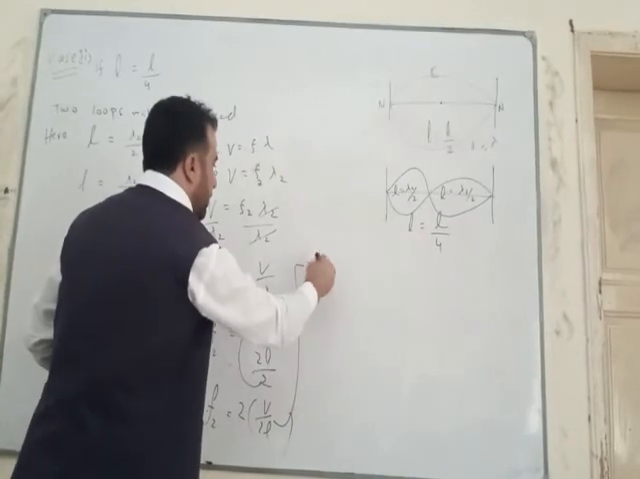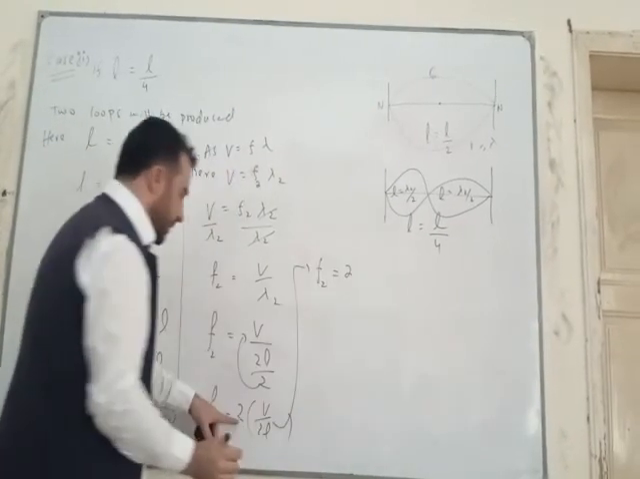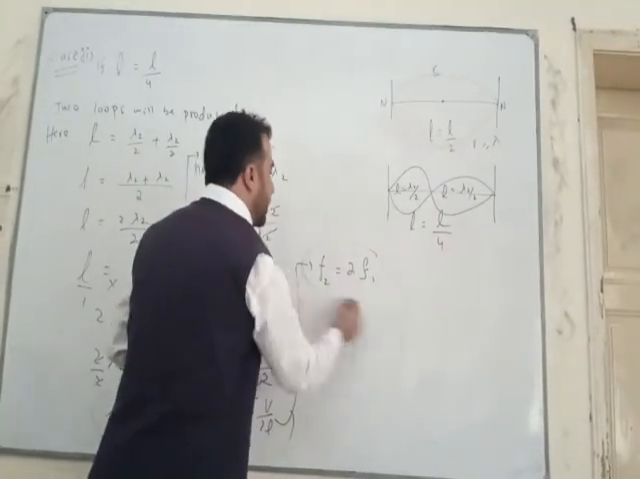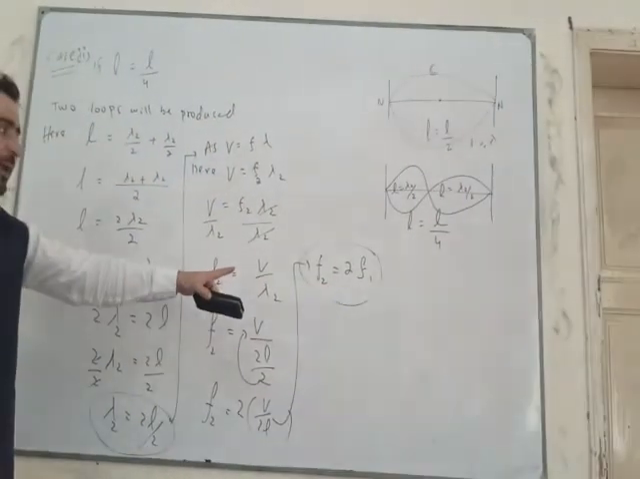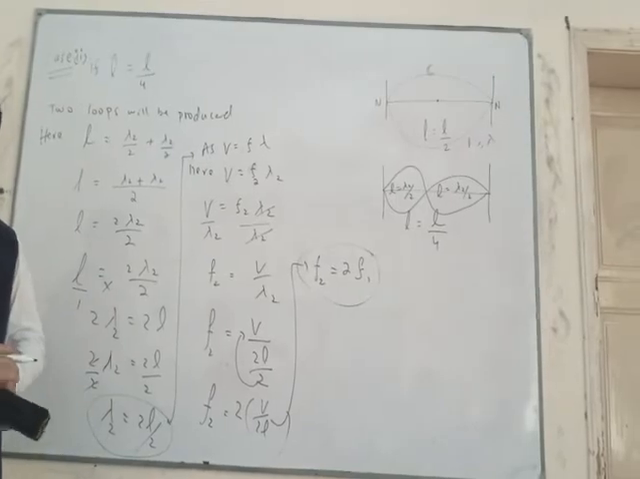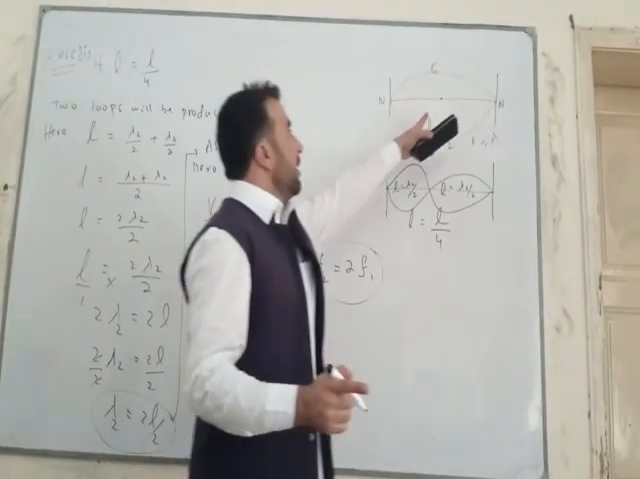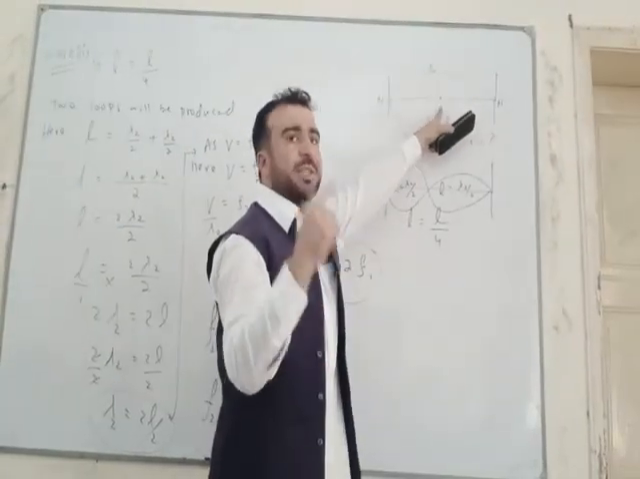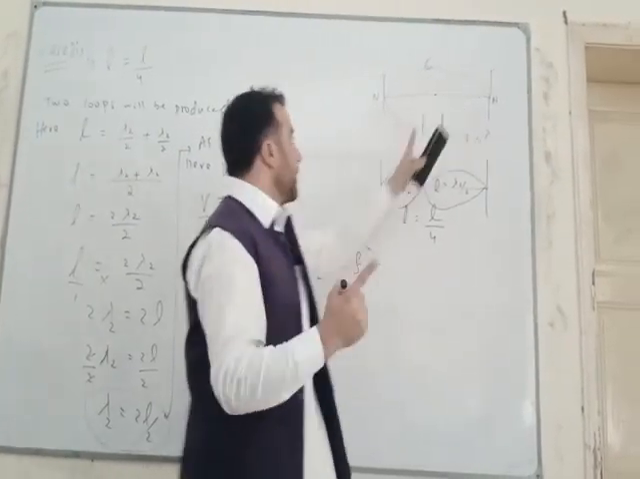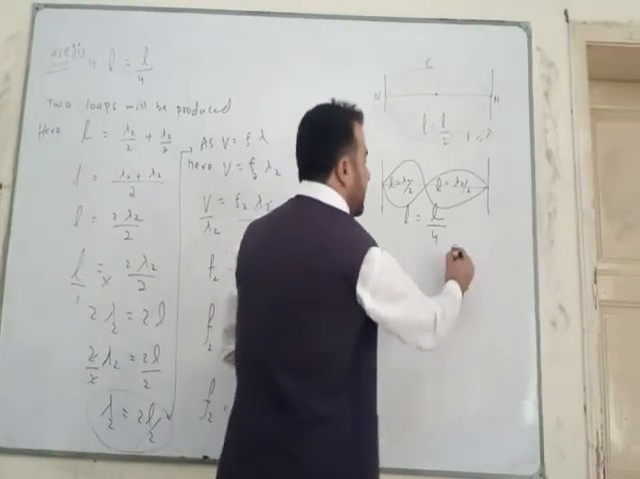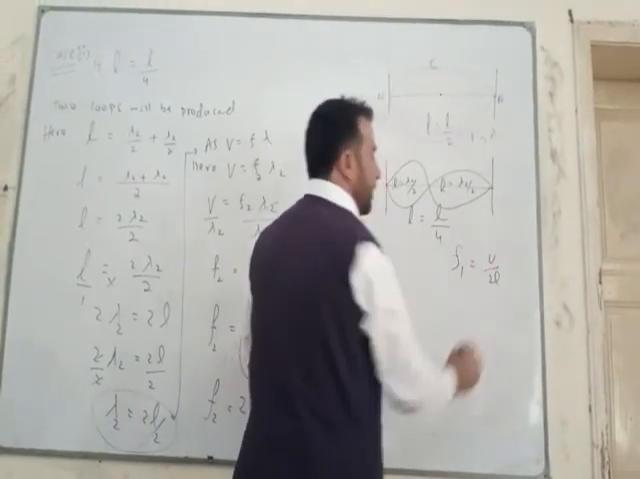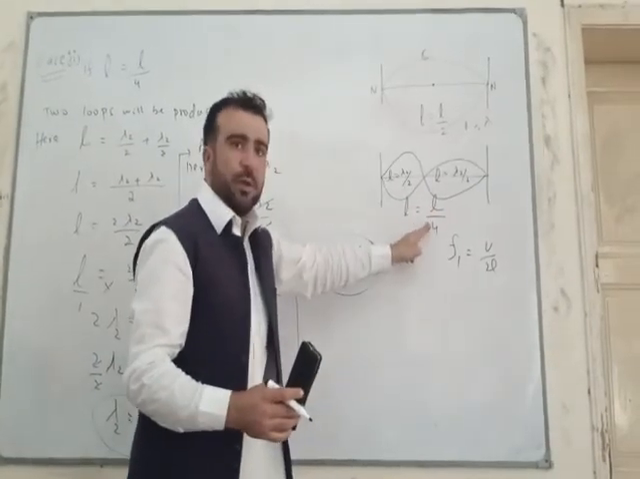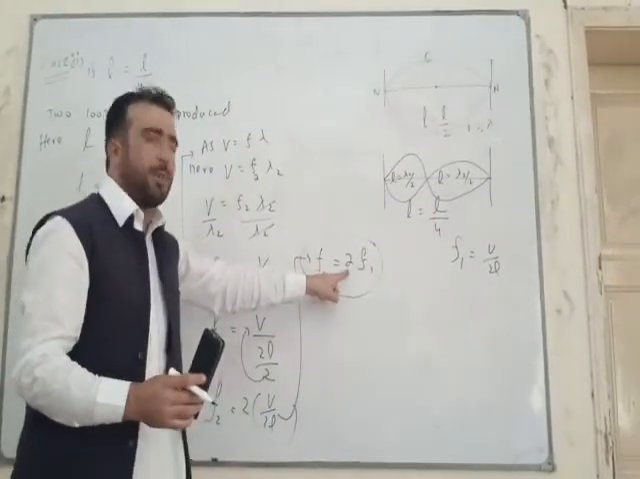Now, 2 as it is, and V by 2L is F1. We have already proved it. V by 2L is the value of F1. So when the length was half, when we hit the string at half of length, a single loop was produced. The frequency was F1 is equal to V by 2L. But when the length is reduced to 1/4, 2 loops are produced and the frequency becomes double.